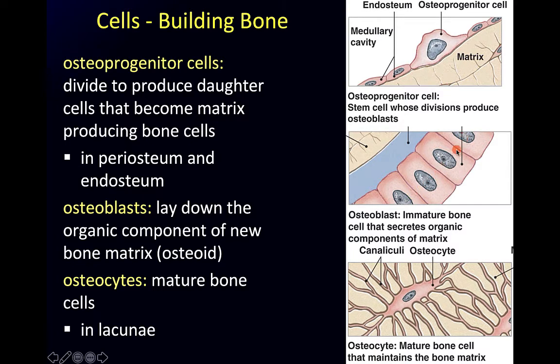These are osteoblasts. They are going to lay down this osteoid, this organic component of the bone, which will then mineralize using the calcium and phosphorus that are floating around in our blood.